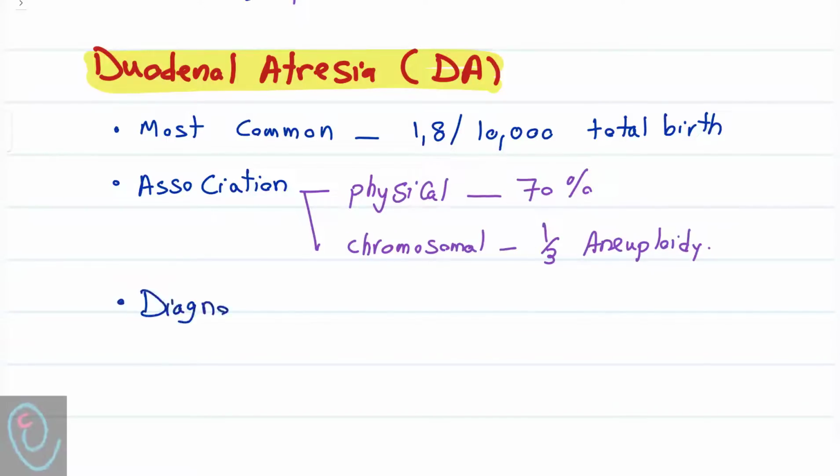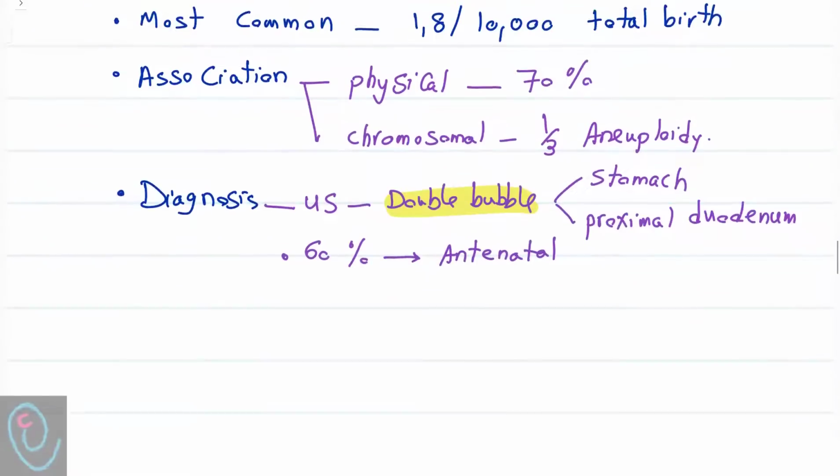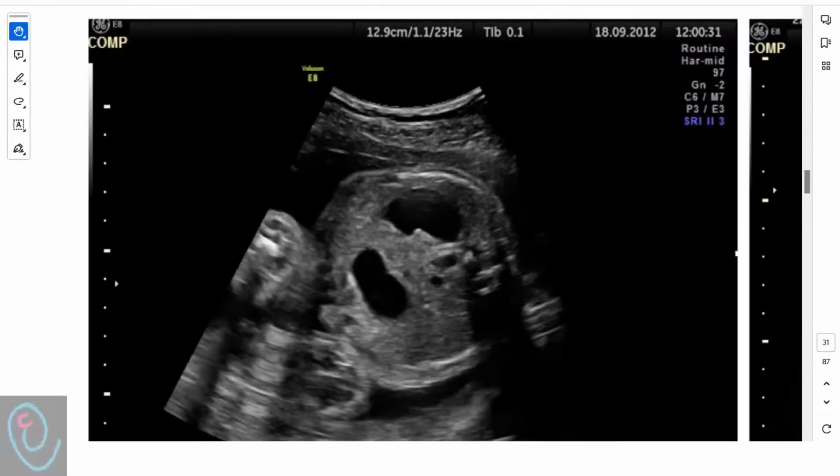Regarding diagnosis, it is diagnosed by ultrasound by the presence of double bubble. One bubble for the stomach and the other bubble for the dilated proximal duodenum. And about 60% of cases are diagnosed antenatally. Here is the double bubble, where one bubble represents the stomach and the other bubble represents the dilated proximal duodenum.